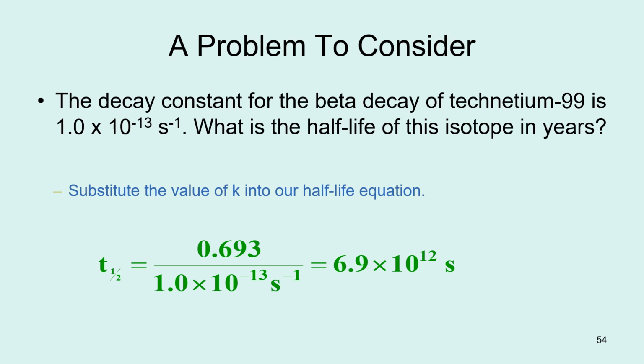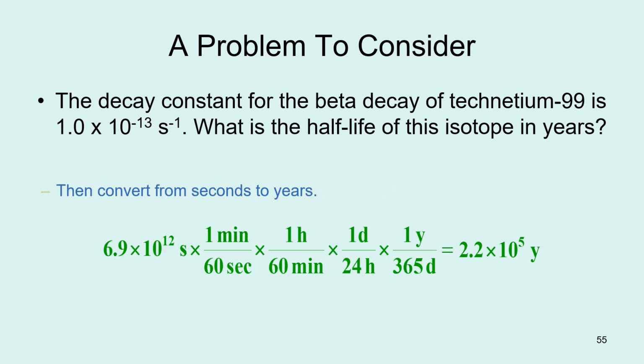So now we're going to have to convert seconds to years. The 6.9 times 10 to the 12 seconds is a perfectly good answer, except that they ask you for what it is in years. So you have to first convert seconds to minutes, minutes to hours, hours to days, days to years. And so we get 2.2 times 10 to the 5 years. So that's a pretty long time. What is that? 220,000 years. And that's for half of it to decay.